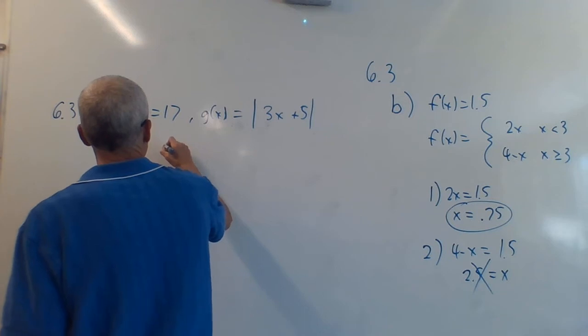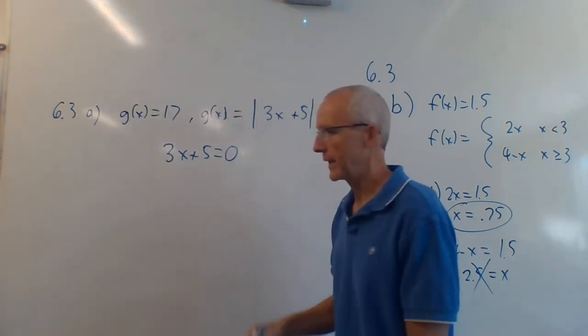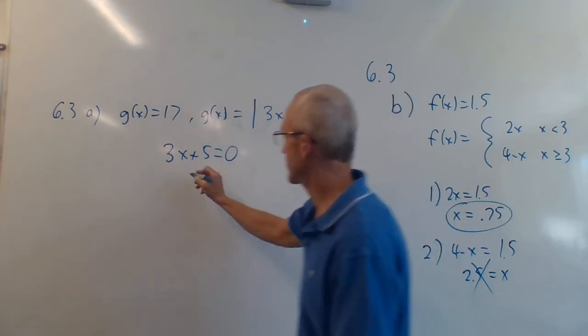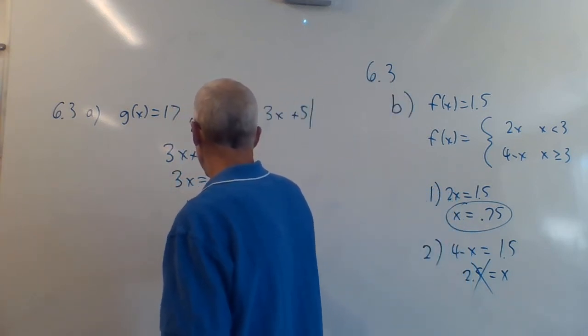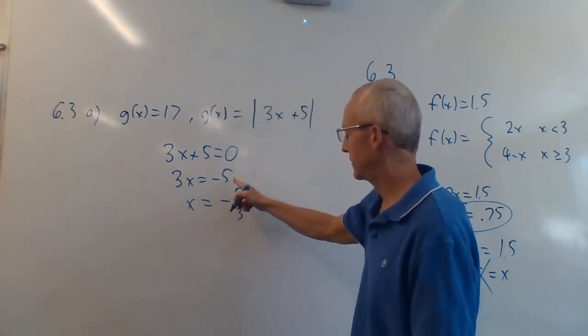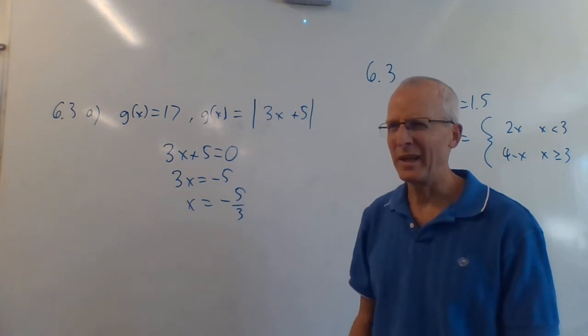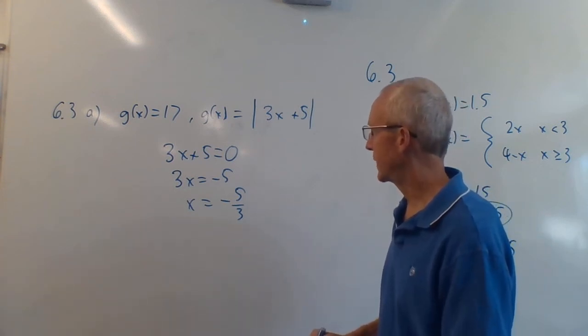So the first thing we do is we set 3x plus 5 equal to 0. We find the crossover point from negative to positive, so 3x is equal to negative 5, x is equal to negative 5/3. I did that right? Okay, that's ugly. Well, now let's just leave it as negative 5/3. So negative 5/3 is a crossover point.